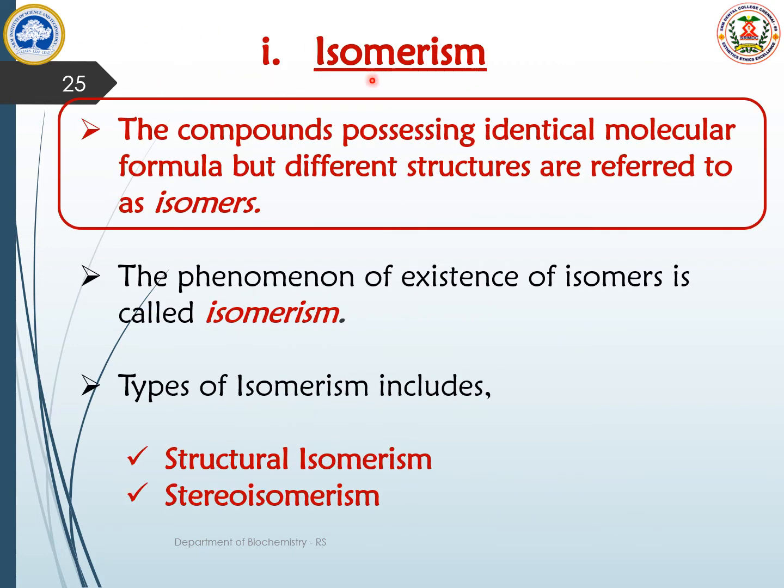The first physical property of monosaccharides is isomerism. The compounds which possess the same molecular formula but different structural formula are referred to as isomers. This phenomenon is called isomerism. There are two types of isomerism, which include structural isomerism and stereoisomerism. We'll discuss one by one.